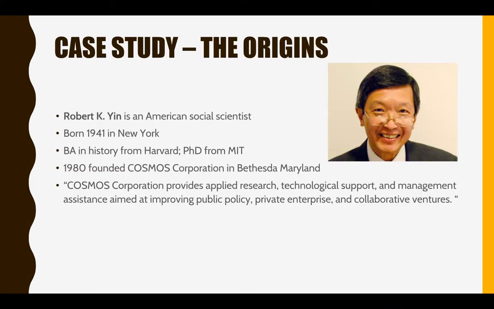Robert K. Yin is an American social scientist. He was born in New York in 1941, obtained his BA in history from Harvard, and then went on to pursue his PhD from the Massachusetts Institute of Technology in brain and cognitive sciences. It was at graduate school that Yin published his first works on face recognition in the field of experimental psychology and neuroscience. He later focused on case study research in public policy.